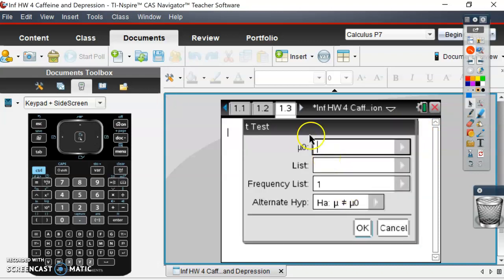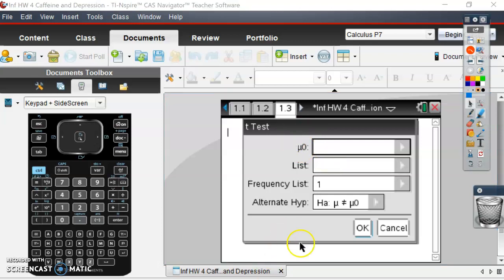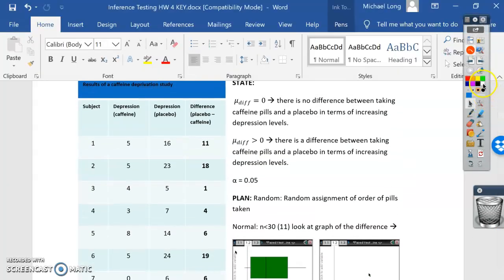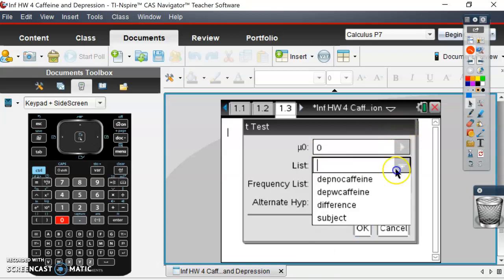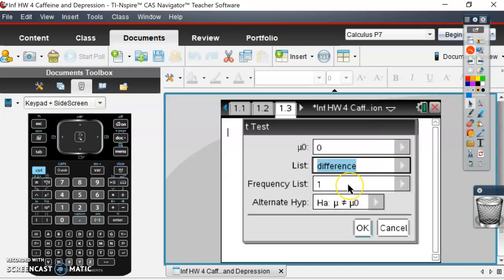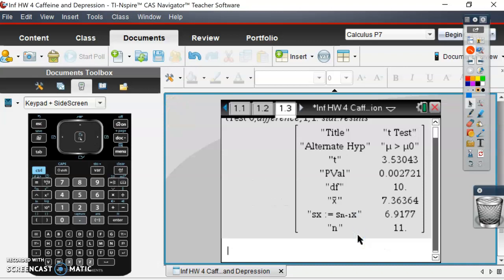So I'm going to put in here the mu that is associated with the null hypothesis. That 0 means the null hypothesis. So if you go back and take a look at what you wrote here, mu difference in this case is 0. So our null hypothesis is going to be 0. Our list is going to be, remember, the difference column. So we're going to have all four of those in there, but we're only going to pick the difference column. The frequency list will always be 1, so just leave that. And just want to make sure we pick the right arrow. Remember, we wanted greater than here. Then we hit OK, and there is the t statistic and the p-value.